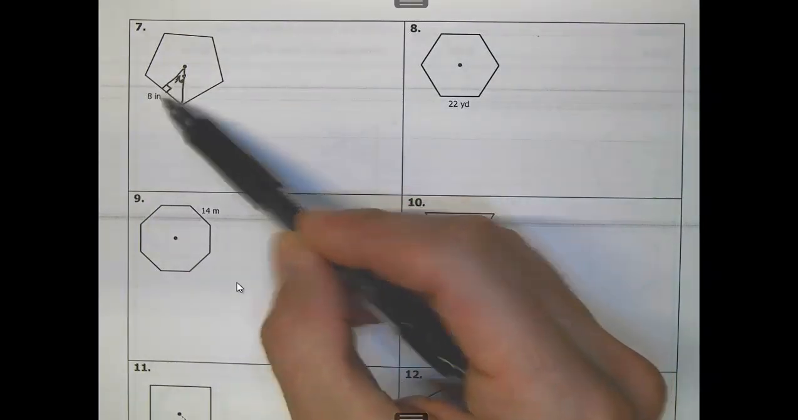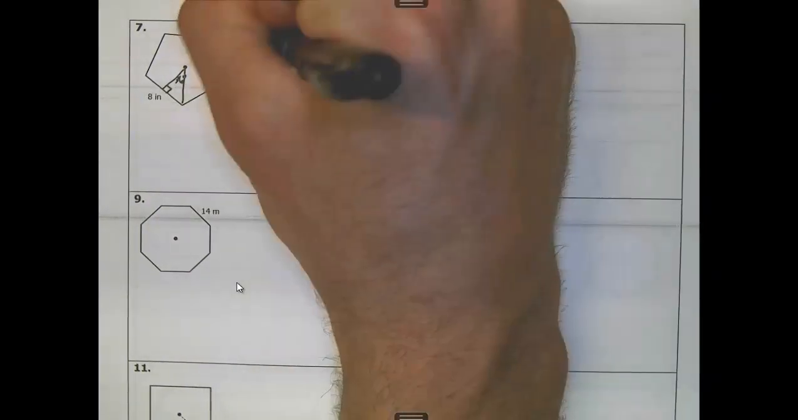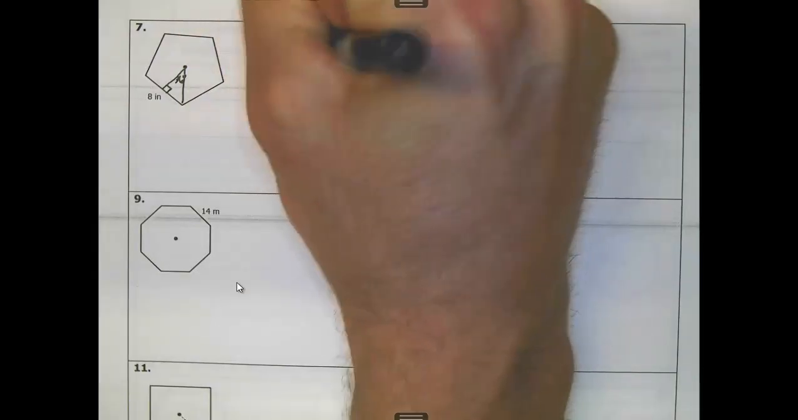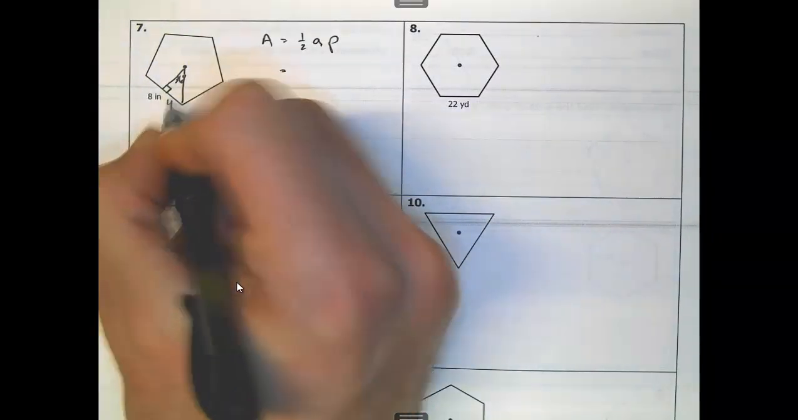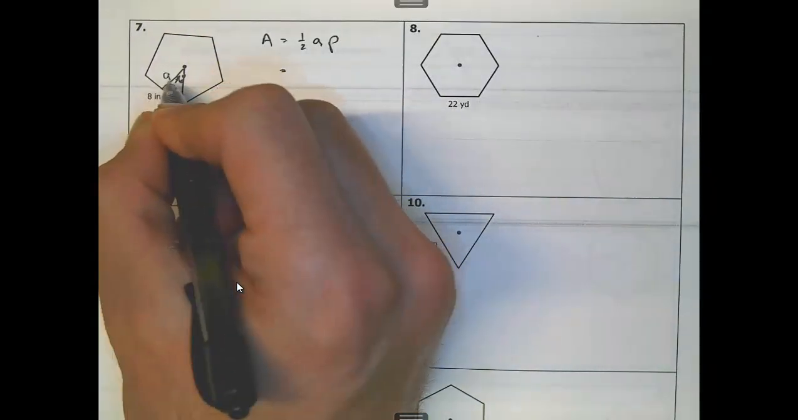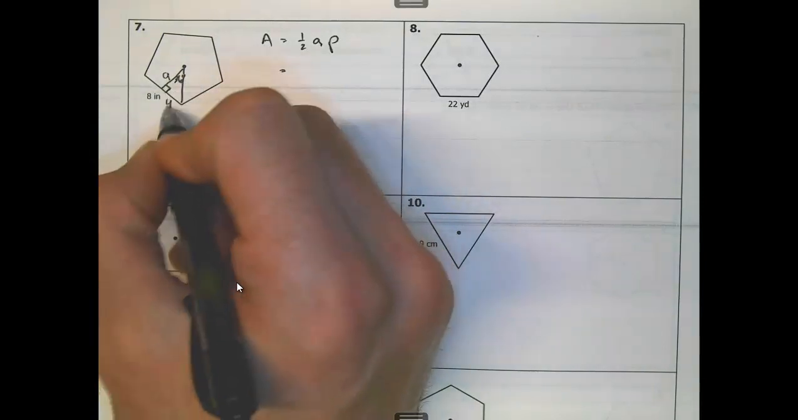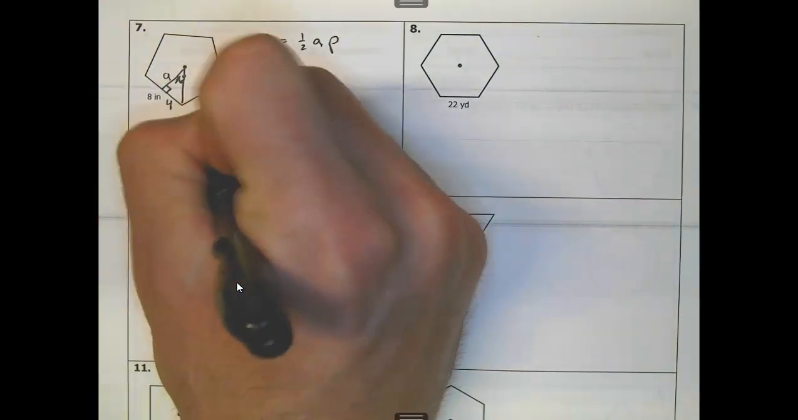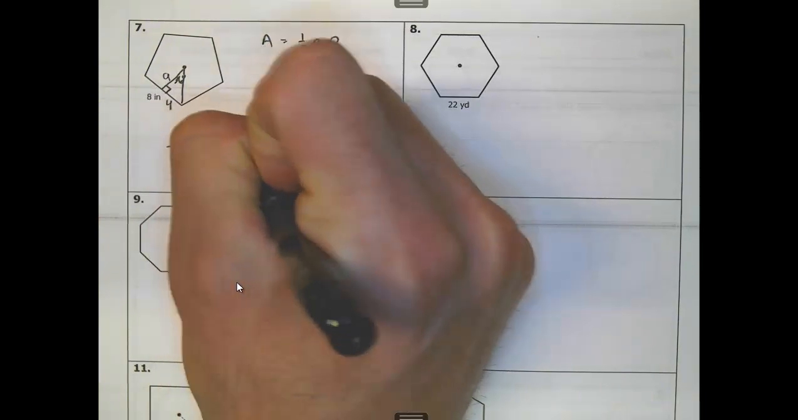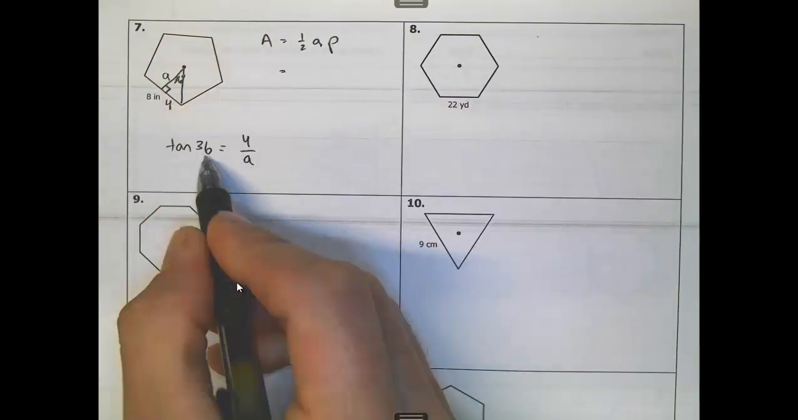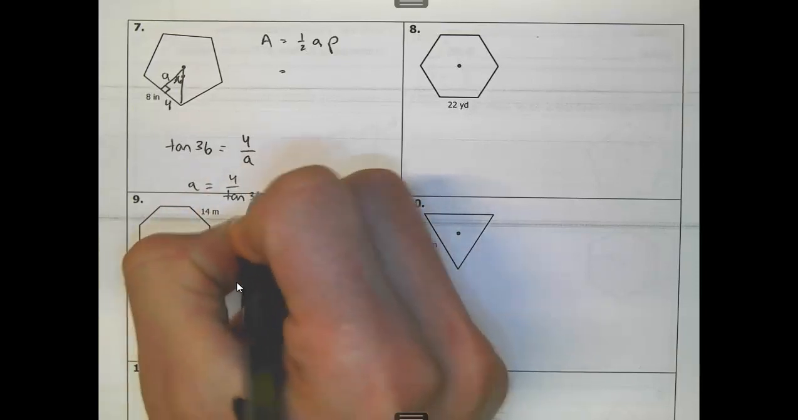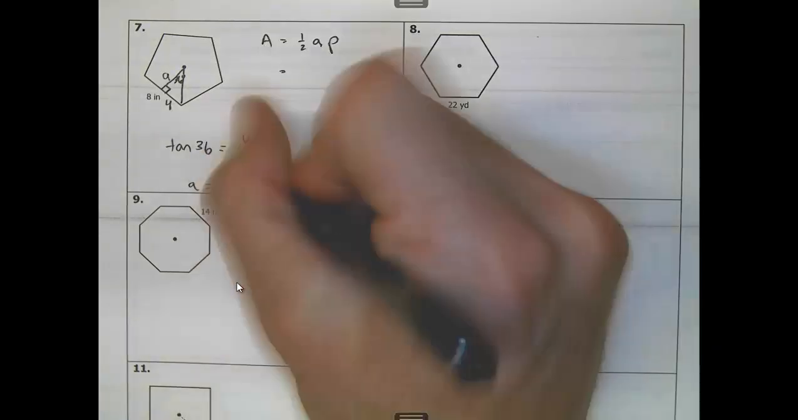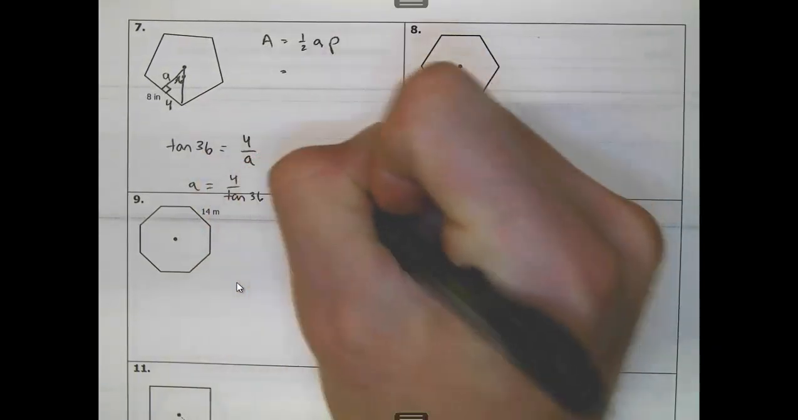Alright, so I'm going to use that information to try to find everything I need. So I have area equals 1/2 apothem times perimeter. The apothem I don't have, so I need to find it. Half of 8 is 4, so I'm going to use this right triangle to find the apothem. Alright, so I'm going to do tangent of 36 equals opposite over adjacent. You guys know how to solve this. You're going to end up switching and make this 4 divided by the tangent of 36, which gives you about 5.51 inches for the apothem.